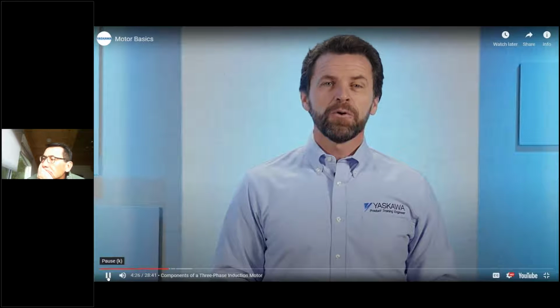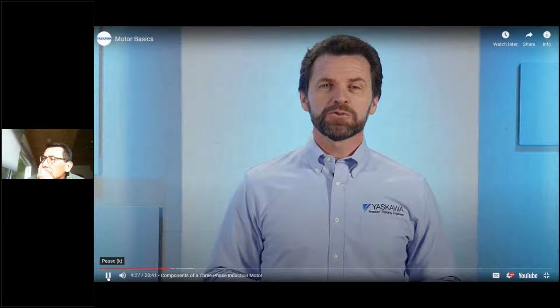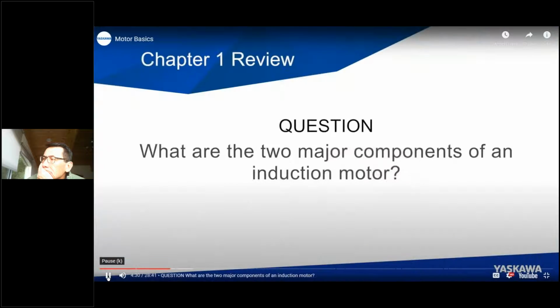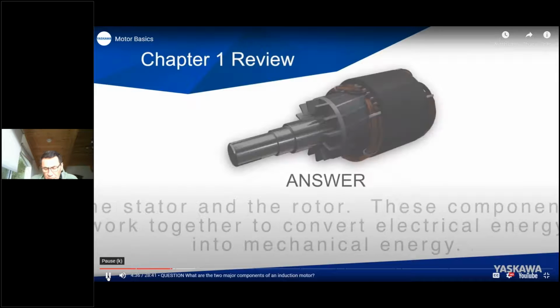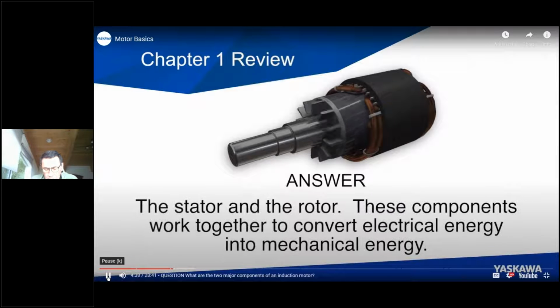All right, before moving on, here's the first question. What are the two major components of an induction motor? The answer is the stator and the rotor. These components work together to convert electrical energy into mechanical energy.